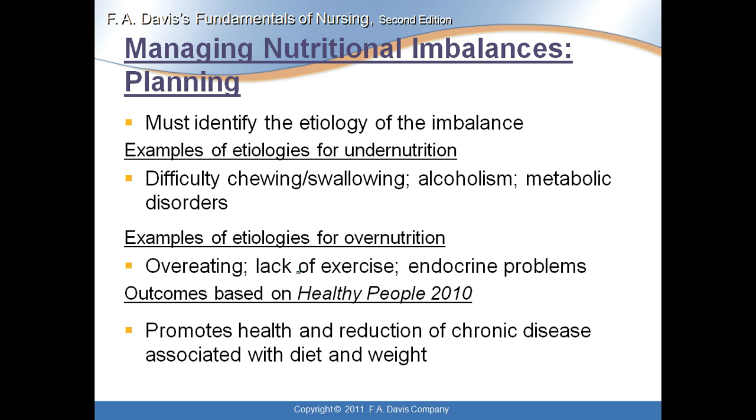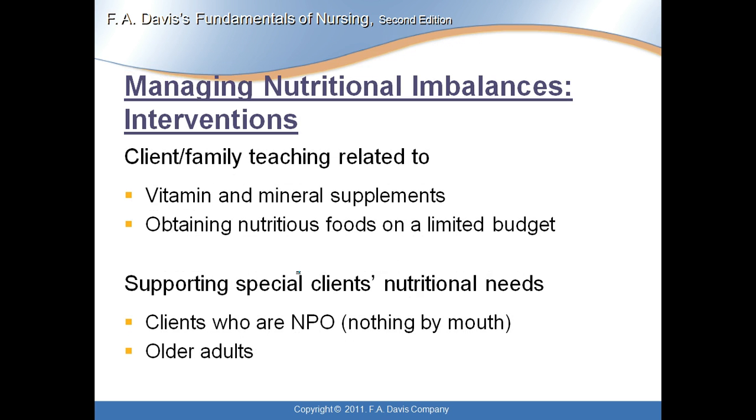And we got metabolic disorders. Examples of reasons for overnutrition: overeating, lack of exercise, and endocrine problems. And according to the Healthy People 2010, promote health and reduction of chronic diseases associated with diet and weight. Again, if you can watch your diet, watch your weight, then a lot of times the chronic problems will start to decrease. So managing nutritional imbalances, there's interventions.